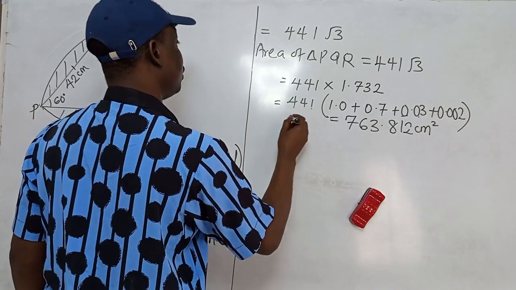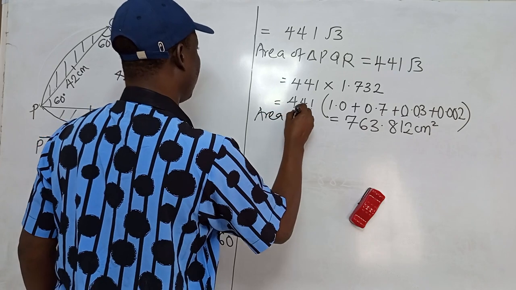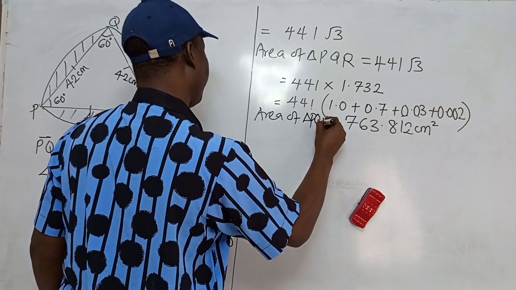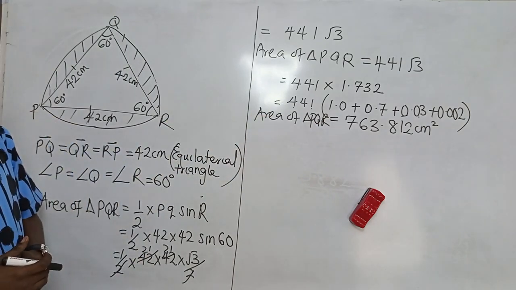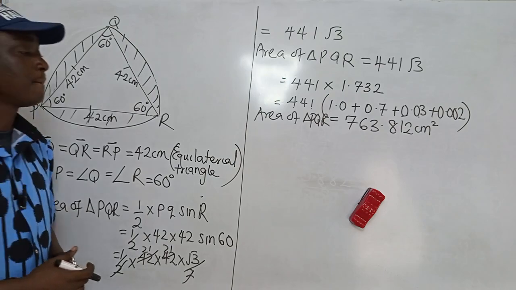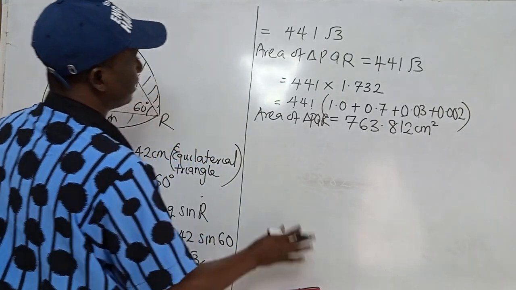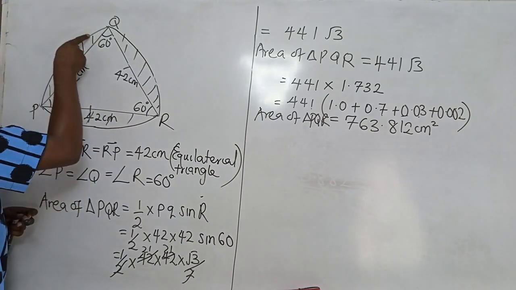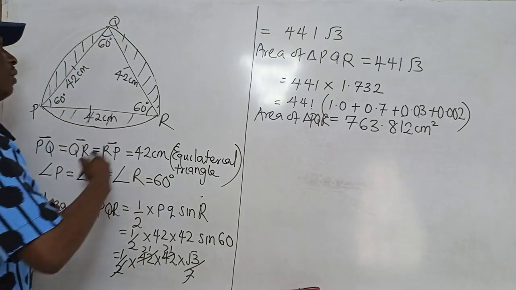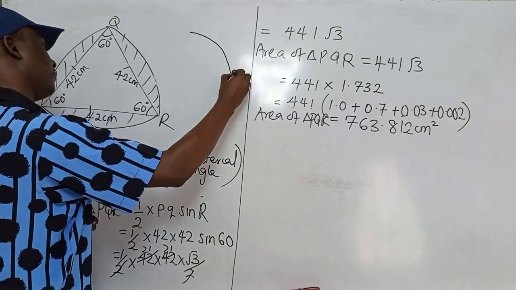So that is how to get the decimal value of the area of triangle PQR, in case you don't want to use a calculator. That is the final answer there. So that is the area of the triangle. Now, for us to get the area of the segment, we need to get the area of each of the segments. Now, let's make a rough sketch here.